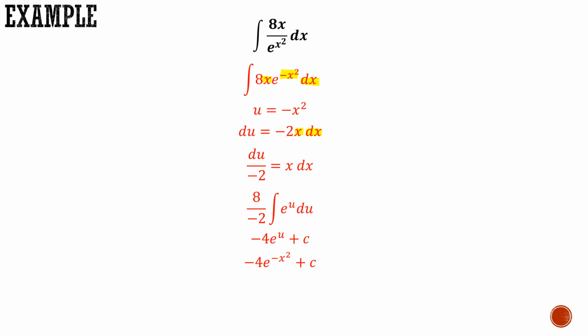Now, if you remember from derivatives, we don't too much like to have negative exponents. So I'm going to drop that back down to say negative 4 over e to the x squared plus c.